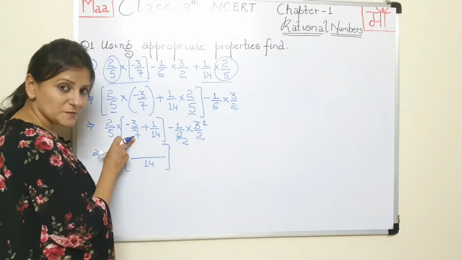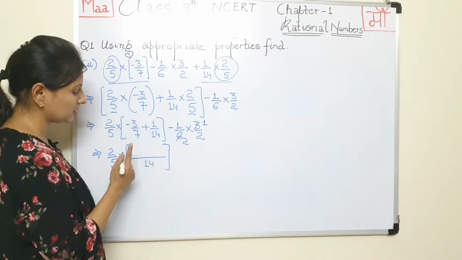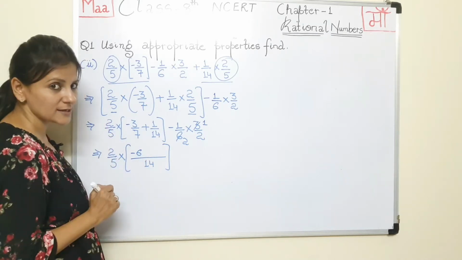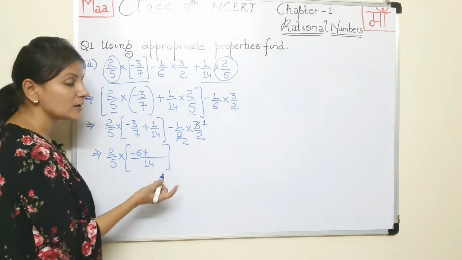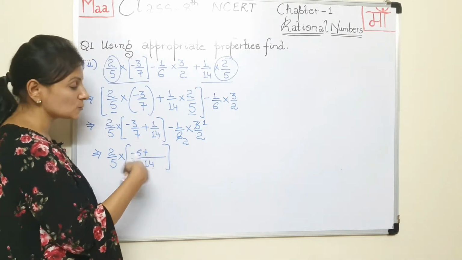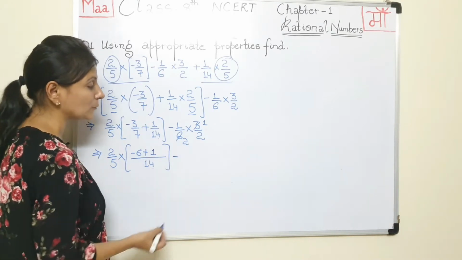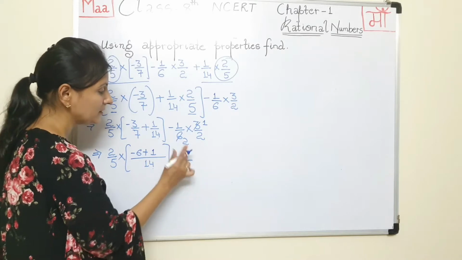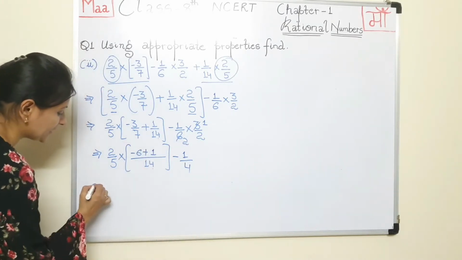Now in the table of 7, 14 comes 2 times, so multiply this 2 with the numerator 3. So it will be 2 3s are 6, minus 6 because minus sign is here. Then in between plus sign, in the table of 14, 14 comes 1 time, multiply this 1 with the numerator 1, so you will get 1 only. And here outside the bracket what you will get? 1 into 1 will give you 1 and 2 into 2 will give you 4. Okay, now see the next step.